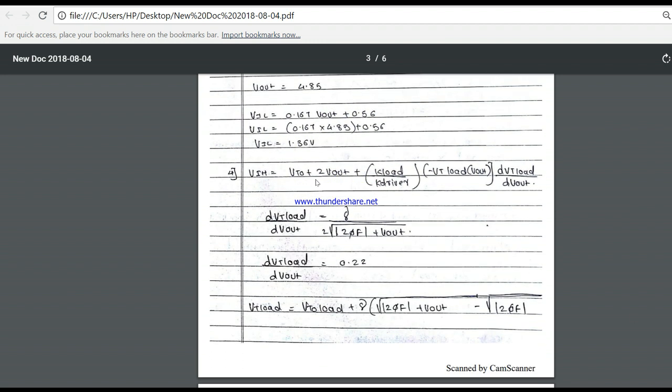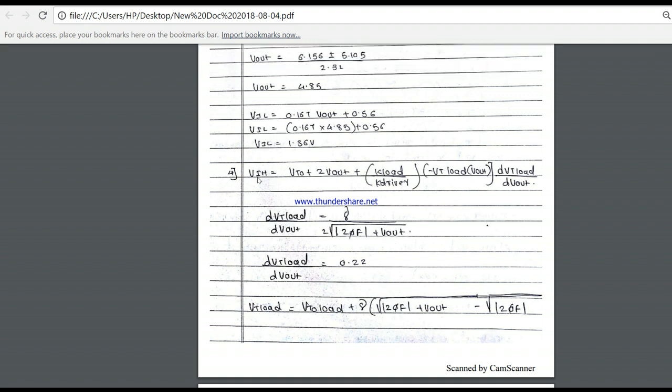VIH is equal to VT0 plus 2 V out plus K load by K driver times mod of VT load of V out times d by dV out of VT load. So here d by dV out is unknown, and also mod of VT load of V out is unknown for us. So we'll first calculate d by dV out of VT load. It is given by this formula. Put inside it; here for V out we have to take VOL, because it is VIH. When input is VIH, output is VOL, as I said earlier.